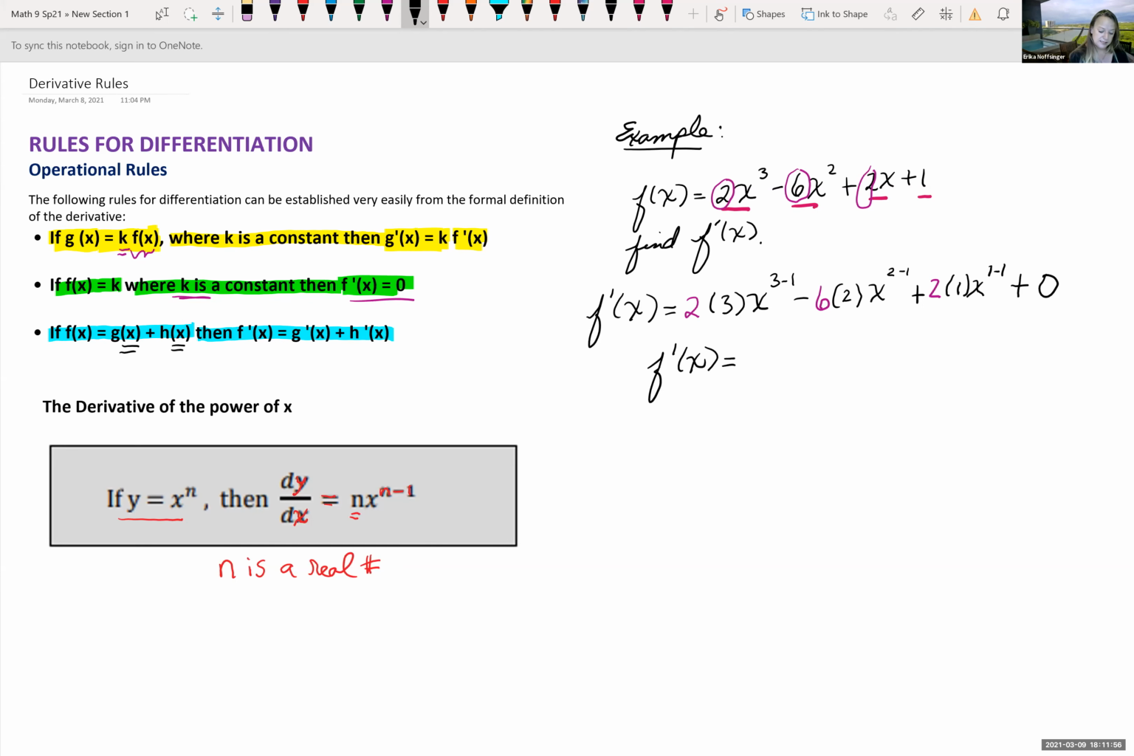So let's just go through and simplify this a little bit. So the derivative of f of x is equal to 2 times 3, so 6x, the 3 minus 1 power is a square, minus 6 times 2, so minus 12x, 2 minus 1 is 1, so I don't have to write that one exponent, plus 2 times 1 is 2, x to the 1 minus 1 power, so this is x to the 0 power. But recall, a number not 0 raised to the 0 power is 1. So let's just rewrite this right here as 1, and then we're done. So we have the derivative of f of x is equal to 6x squared minus 12x plus 2 times 1, which is just 2.